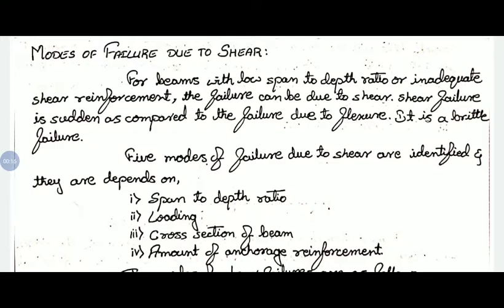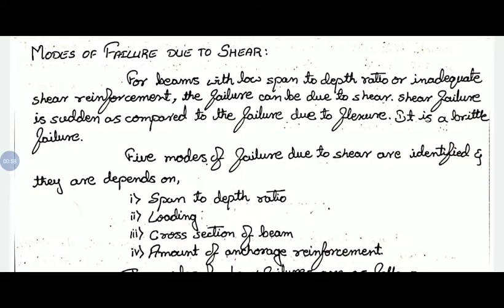If you consider any beam section, it will fail in different ways because of different reasons. So what are the modes of failure which we can see in the beams that we are going to discuss now? Majorly, the failure due to shear depends on the span to depth ratio, that is L by D ratio, or insufficient shear reinforcement provided in the beam. These are the two main reasons which we can come across in the modes of failure due to shear.